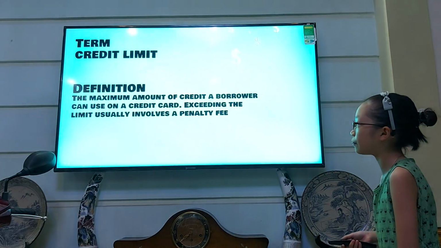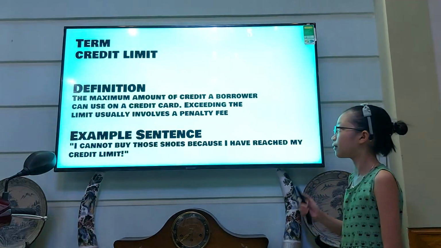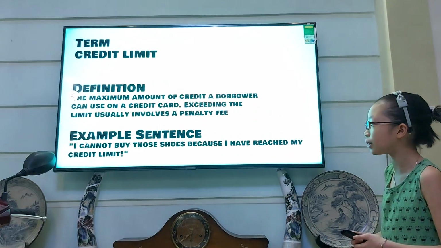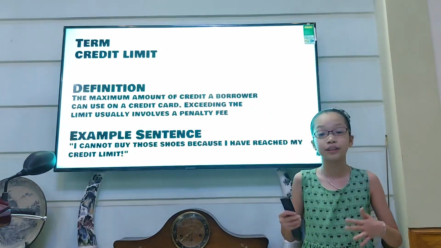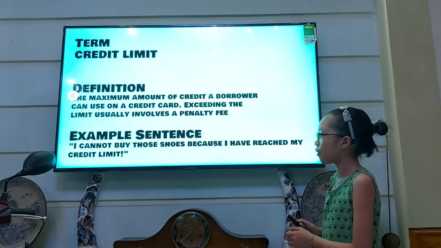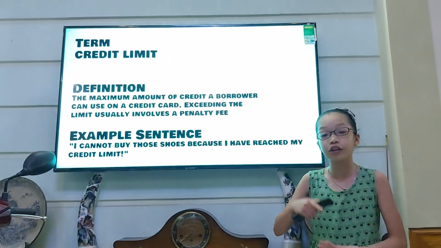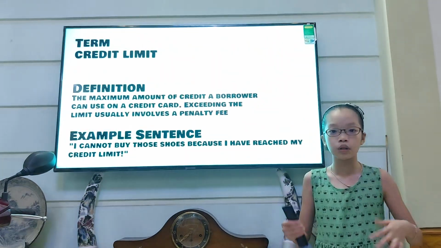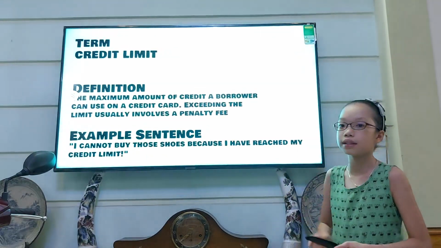Next we have this term, credit limit. Credit limit, the maximum amount of credit a borrower can use on a credit card. Exceeding the limit usually involves a penalty fee. I think this example might help you understand what a credit limit is better. "I cannot buy those shoes because I have reached my credit limit." That means in your credit card, there's no longer any money inside, so you can't buy those pretty shoes that you want for a long time. So you have reached the credit limit.